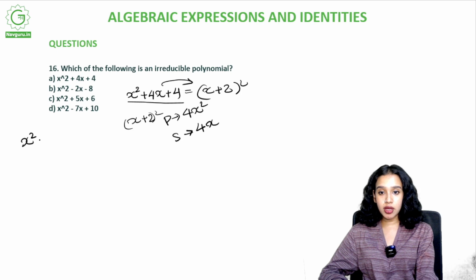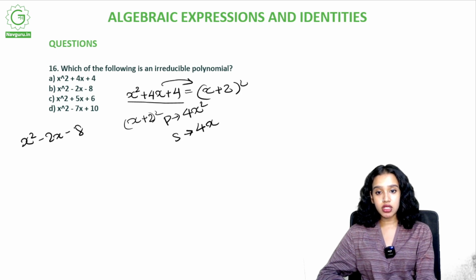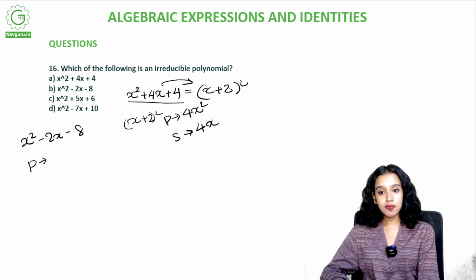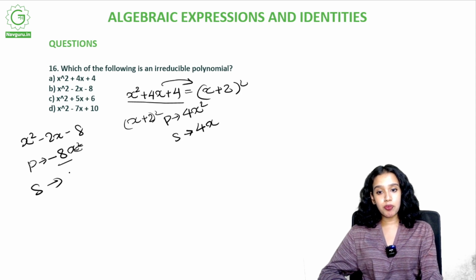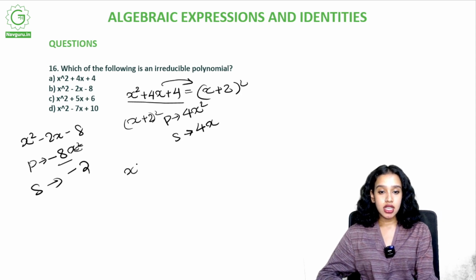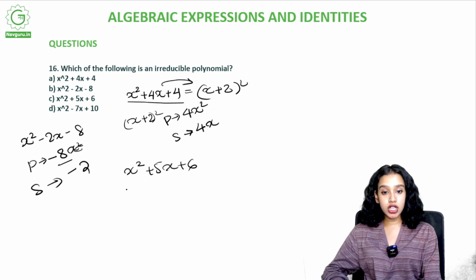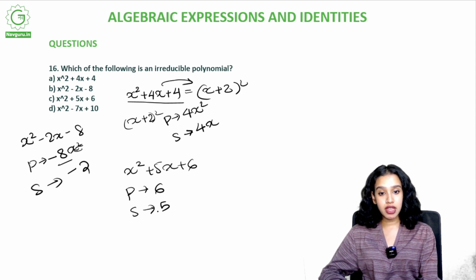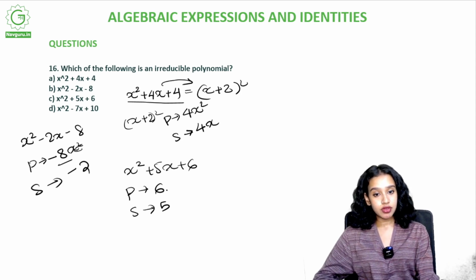Now we have x square minus 2x minus 8, right? So the product should be minus 8 and the sum should be minus 2, right? Is this possible? Let's keep it on hold. Let's see the other thing. x square plus 5x plus 6. So the product should be 6 and the sum should be 5, right? The sum should be 5 and the product should be 6.